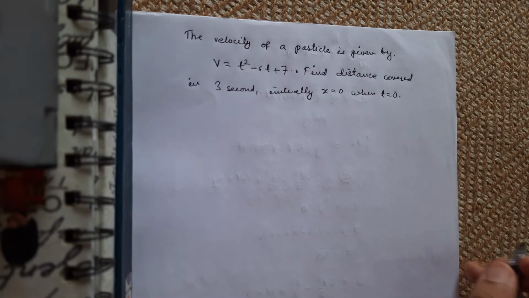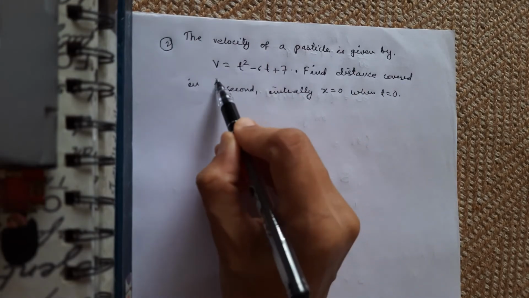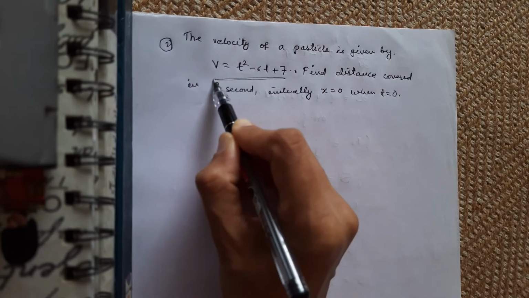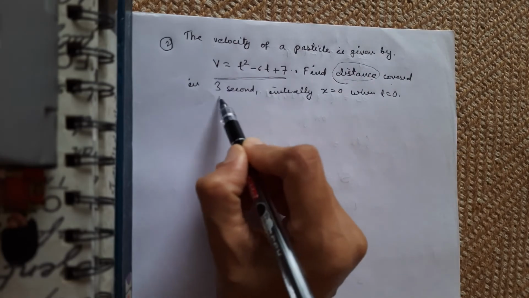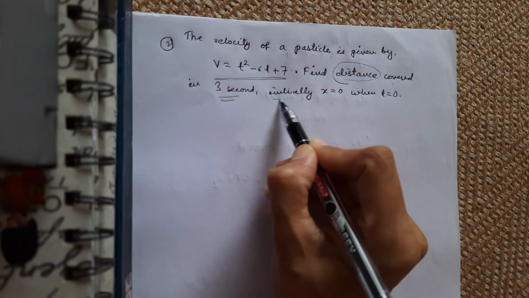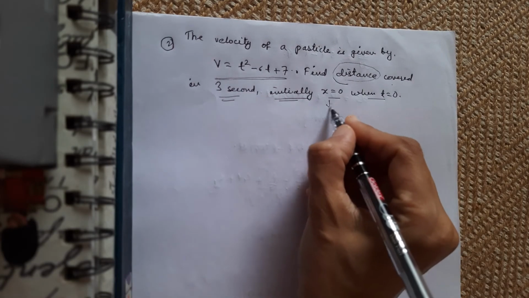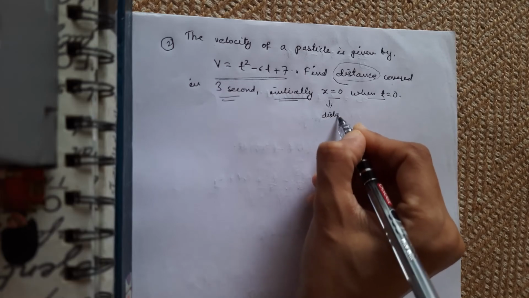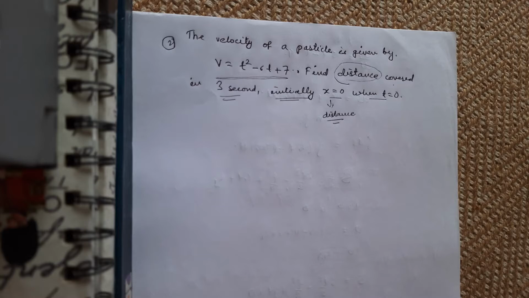Alright, this is another example that I have right here. The velocity of a particle is given by this. This is the velocity given to us, and we need to find the distance covered in 3 seconds, and the initial condition is given: initially x is 0 when t equals 0, where x is this distance, which is actually very obvious. Distance is not going to be covered when time is 0.